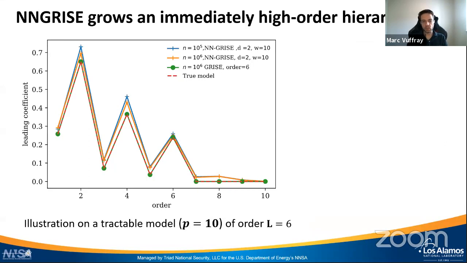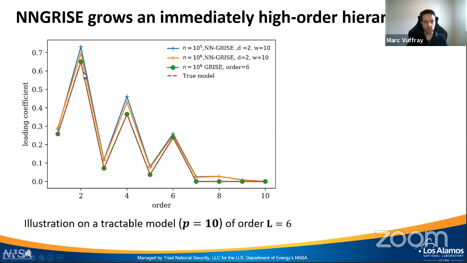So this is one of the first experiments that we did, on a very small model, to illustrate that indeed the neural net contains all possible orders, even though it has very few parameters. So very quickly it grows a higher order hierarchy. Here the model is still small, with only 10 variables, and the true underlying distribution contains all orders up to degree 6. If I remember, degrees 3 and 5 were 0. So you have some parameters with degree 2, some parameters with degree 4, and some parameters with degree 6. And this is what happened.